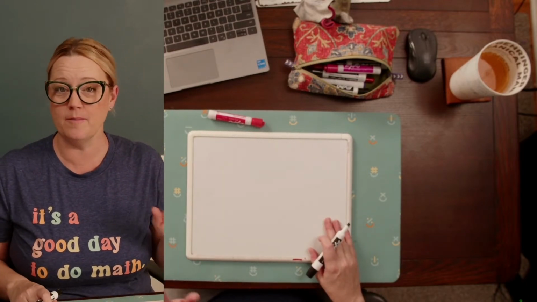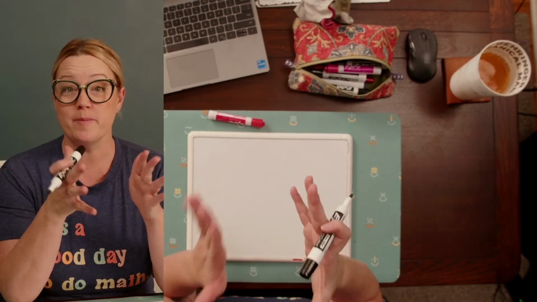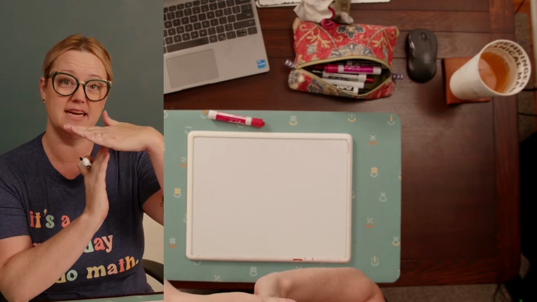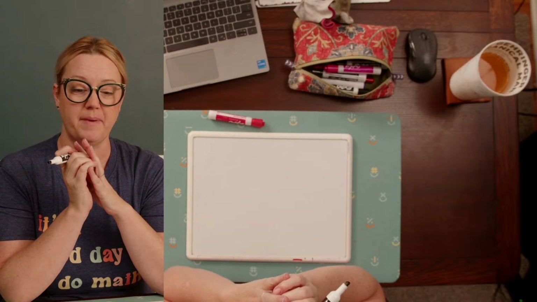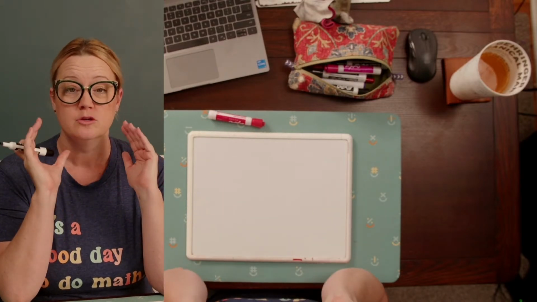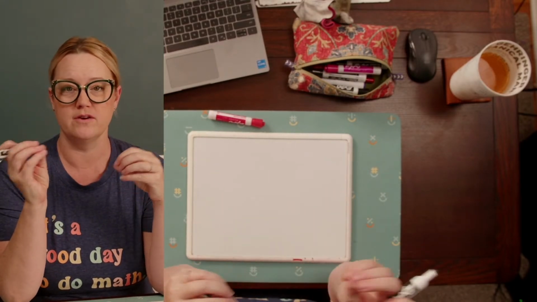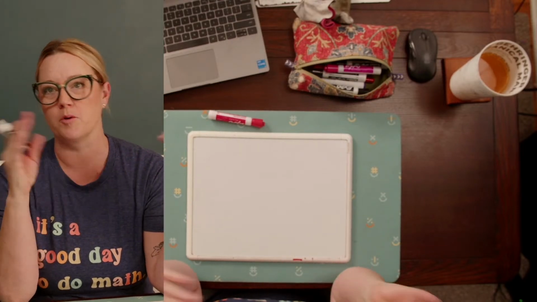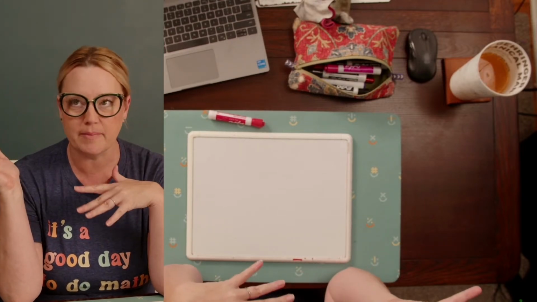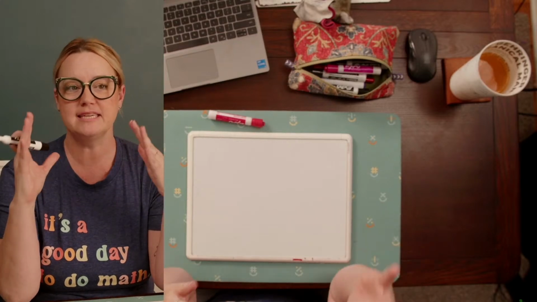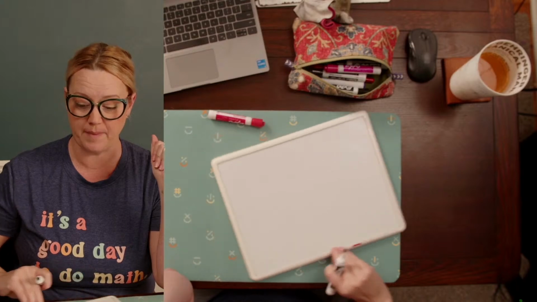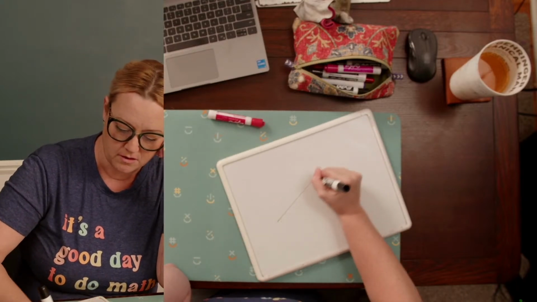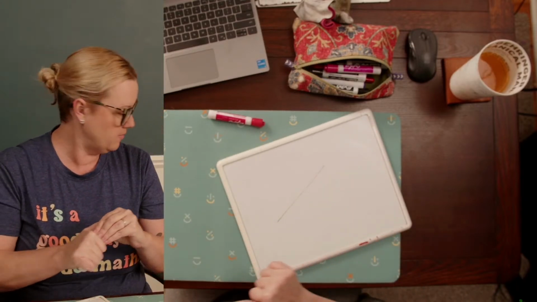Yeah, perpendicular bisectors. So perpendicular means that it intersects at a 90-degree angle. And bisector means that it cuts it in half. So bisector, regardless of whether it's an angle bisector or a perpendicular bisector, like a line segment bisector or anything like that, bisector means that it cuts it in half.